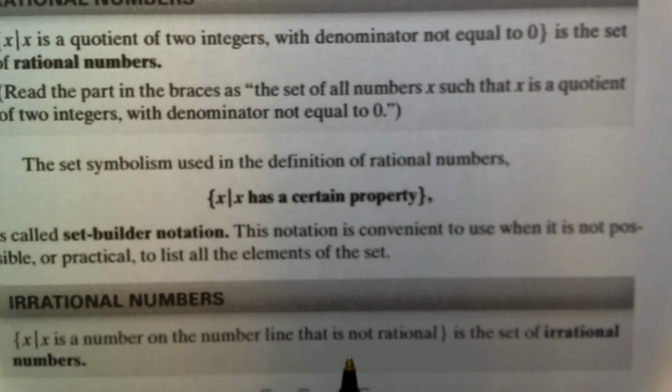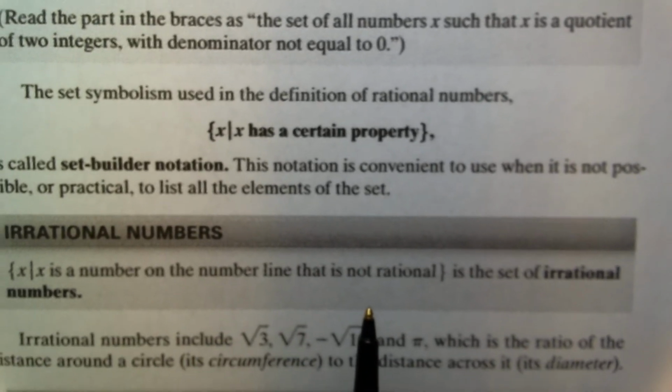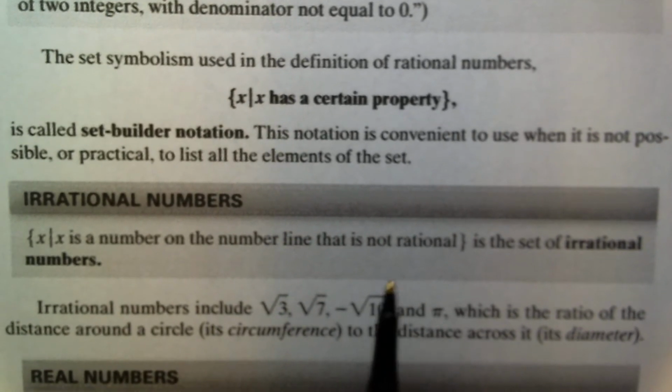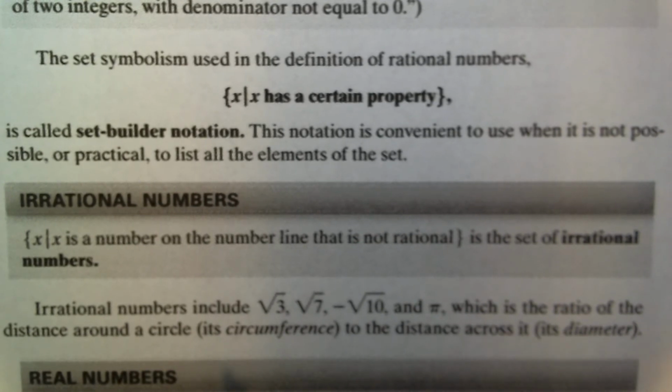Then the irrational numbers, in other words, numbers that are not rational, that's one way of defining it. And there's another way of defining irrational numbers, and we look at that in a little bit. And so the irrational numbers include most roots, like the square root of 3 and 7 and the cube root of 11, etc., minus the square root of 10, and pi. And I'm sure everyone has heard of the number pi, which is the ratio of the circumference to its diameter.